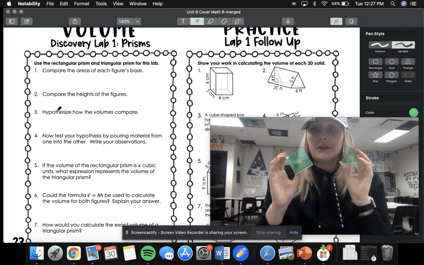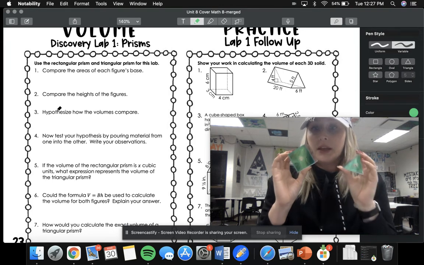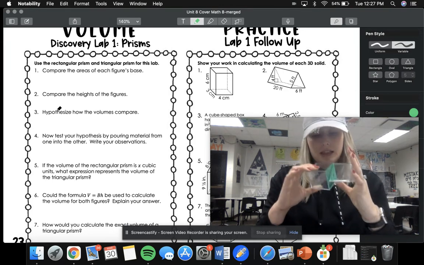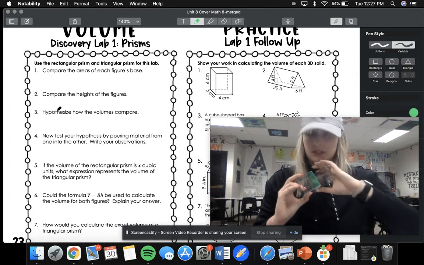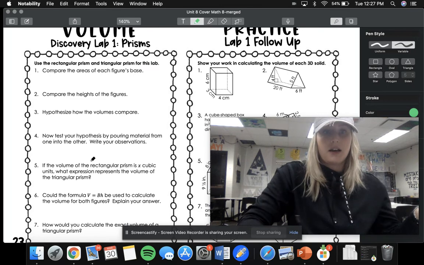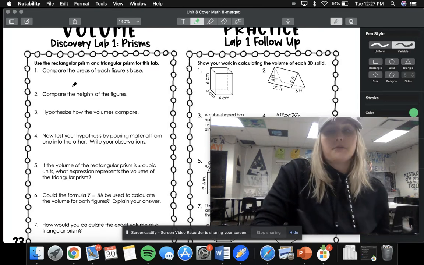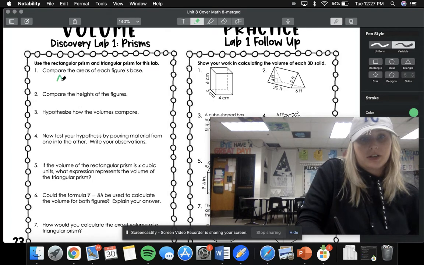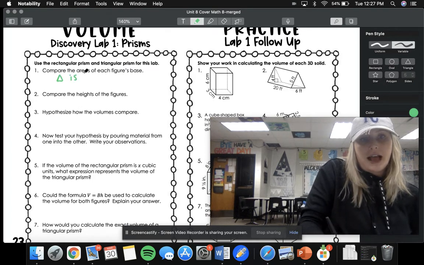So what I notice is that we have a rectangle right here, and if I compare it, it looks like it's the same length, and it goes all the way to the point. So it looks like it would be half of the rectangle. So I notice that the triangle is half of the rectangular base.